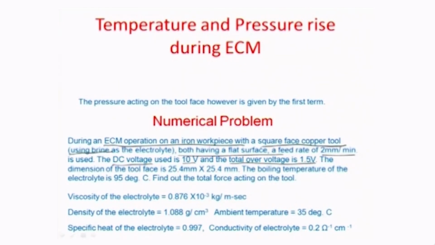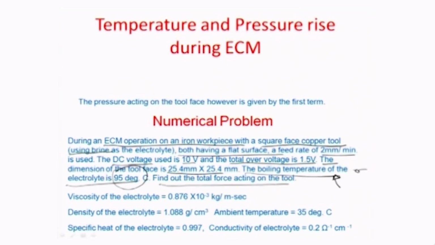The dimension of the tool face, in this particular case it is a square tool, is about 25.4 millimeters times 25.4 millimeters, and the boiling temperature of the electrolyte is about 95 degrees. If you really want to be safe, you should not hit the boiling point, but stay a little lower than it. We will of course calculate in this numerical problem assuming that we hit only 95 degrees and not beyond.